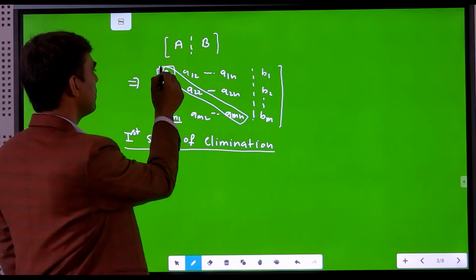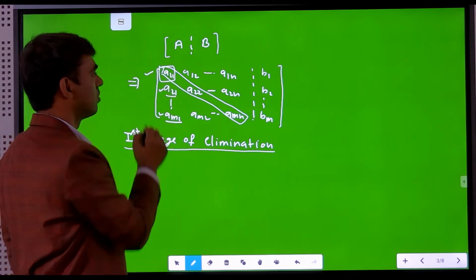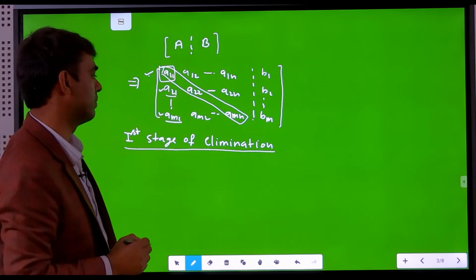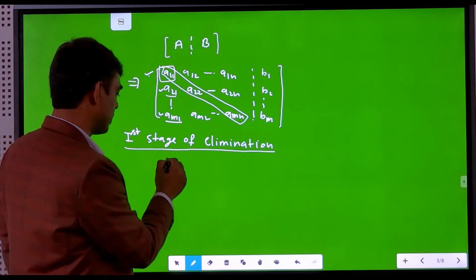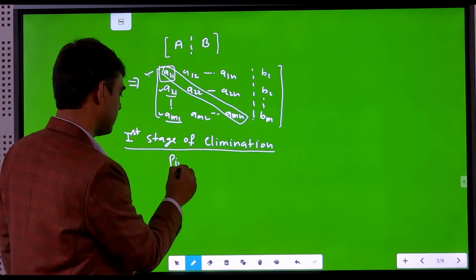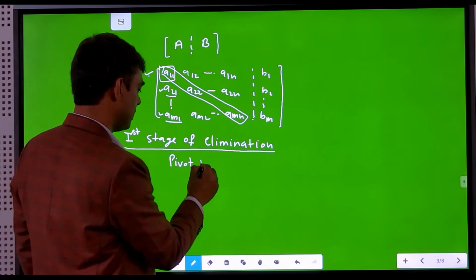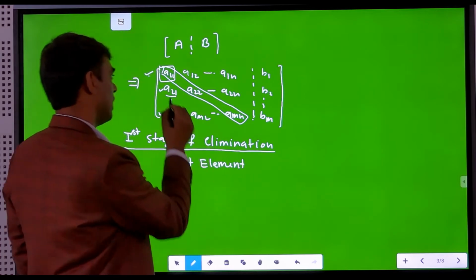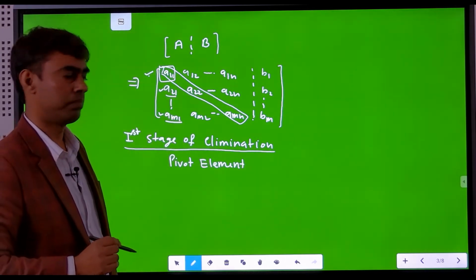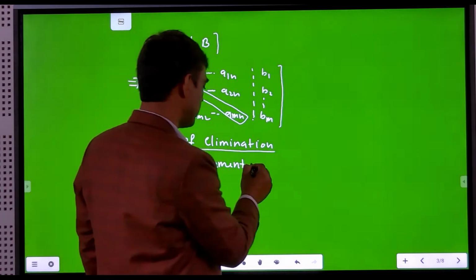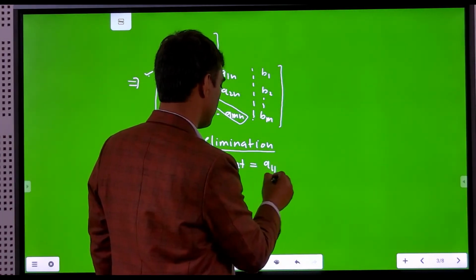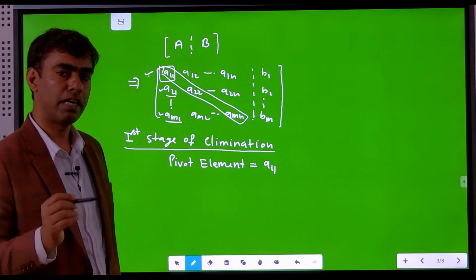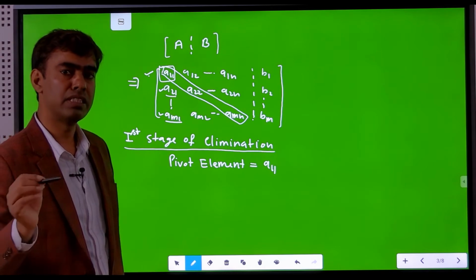With the help of this element and this row, the common element between the first row and first column is known as the pivot element. So first we choose the pivot element. How do we choose the pivot element? The element of the first row and first column is the pivot element. Here the pivot element is A11. So what is the necessary condition to apply the Gauss elimination method? The pivot element must not be equal to 0.